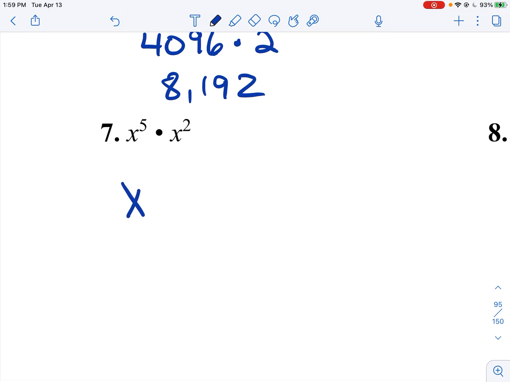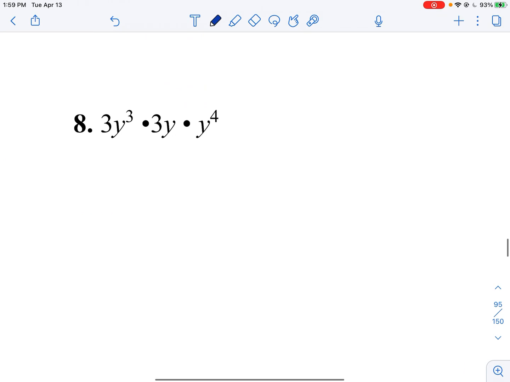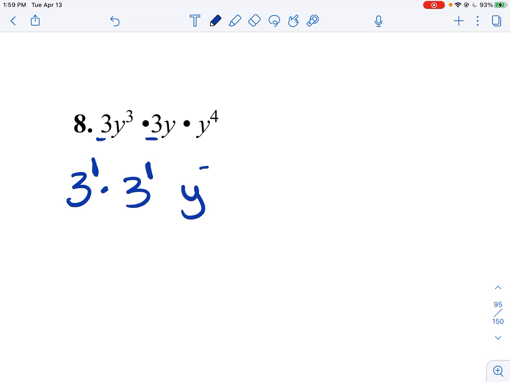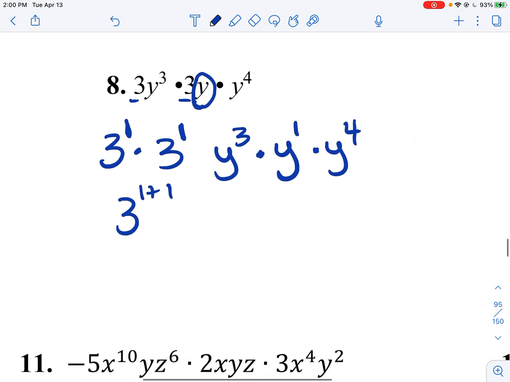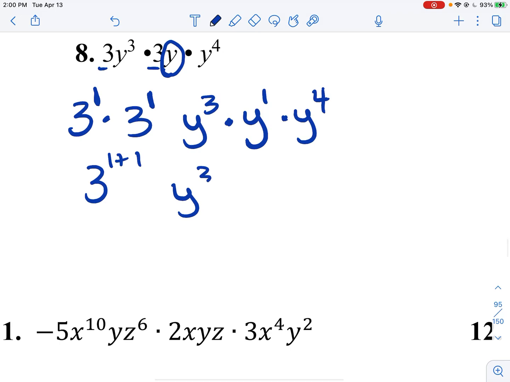On here, these bases are the same, so we just add their exponents. On this one, I have a 3 here and a 3 here. How many 3's are there? There's 1 3 there and 1 3 there. We have y to the 3rd. Look at this. This is written down, so that means it's y to the 1st power. It is not y to the 0 power. It is y to the 1st power. So I add my exponents. Oops, I added it already in my head. And then I add these exponents.